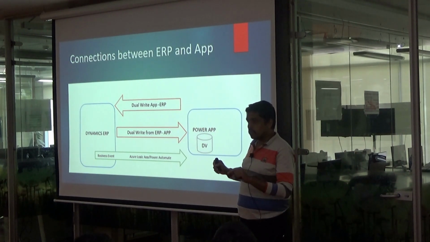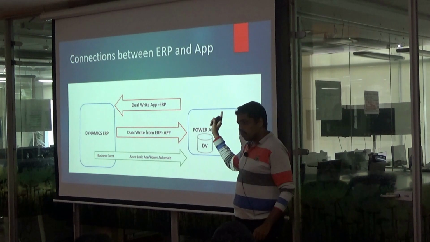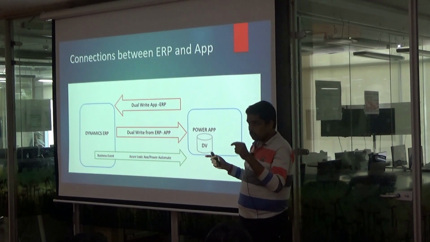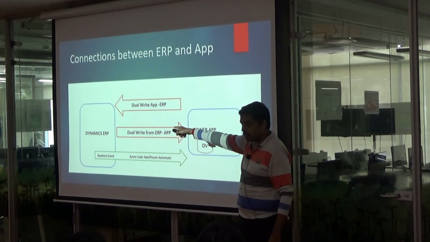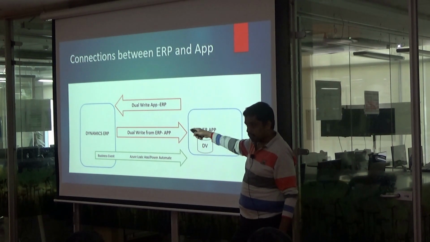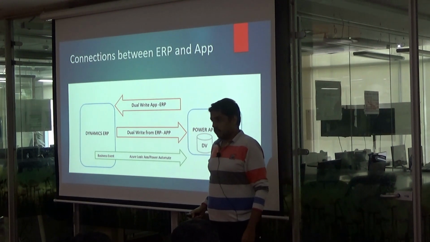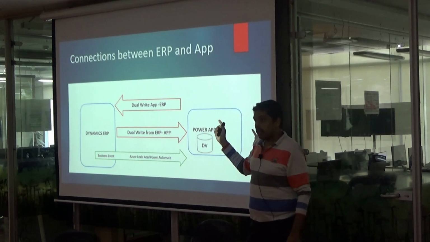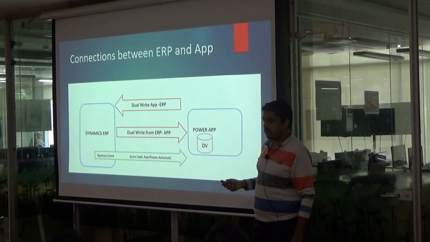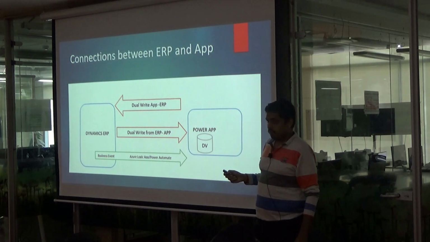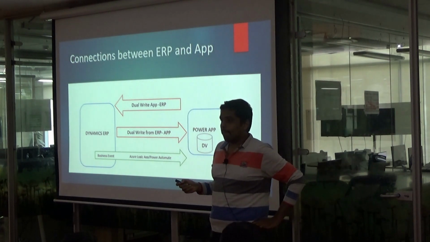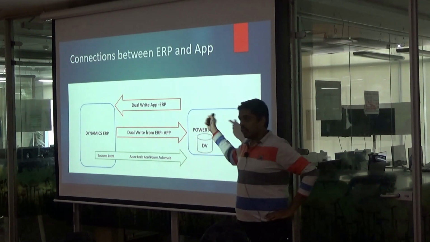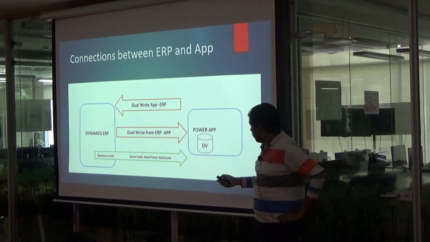You can set which tables need to be moved, the data that has to be moved between Dynamics D365 and Power Apps. You can just set it up and data flows between the Dynamics tables and the Dataverse tables. Will it be real time or offline? It will be near real time, so it will be nearly synchronous data. Yes, the data is transferred in real time between the app and the ERP.